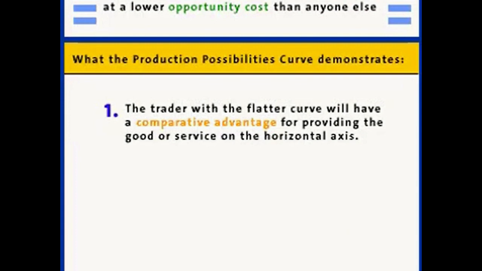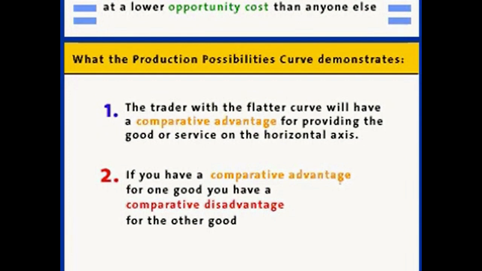Bernie has an opportunity cost of 2 rooms worth of sweeping for every room of scrubbing he does. Ann can scrub a room by only giving up 1 room worth of sweeping. Because these slopes are reciprocals, if you have a comparative advantage in one good, you have a comparative disadvantage in providing the other good. Just as Bernie has a relatively low opportunity cost for sweeping, he has a higher opportunity cost than Ann for scrubbing.